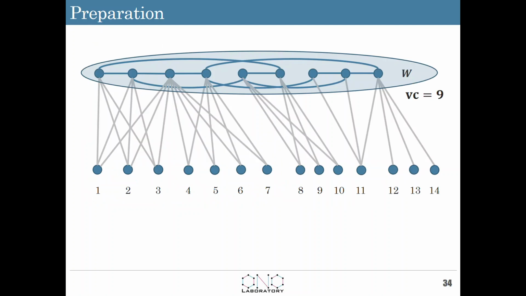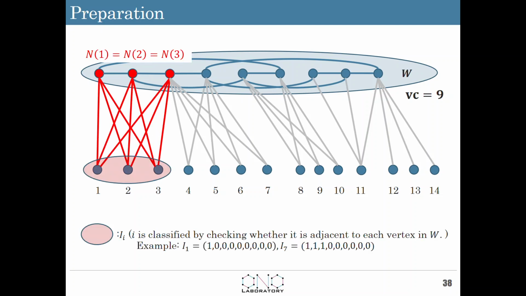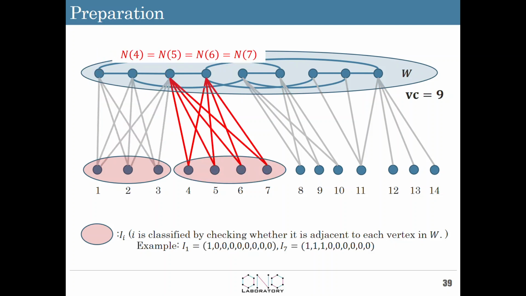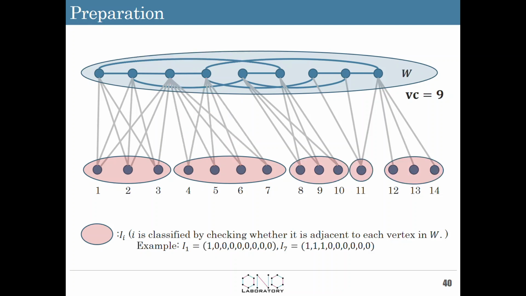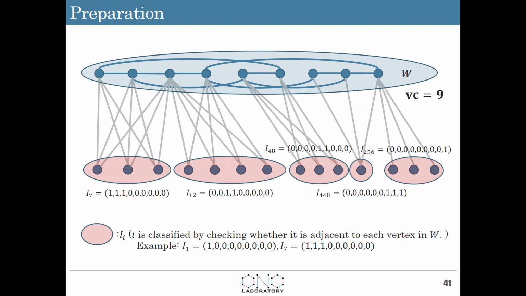I'll explain with a concrete example. In this example, vertices 1, 2, and 3 have common neighbors. So those vertices are classified into the same group of I. Similarly, 4 to 7, 8 to 10, 11, and 12 to 14 are classified in the same group of I. Small I is classified by checking whether it is adjacent to each vertex in W.